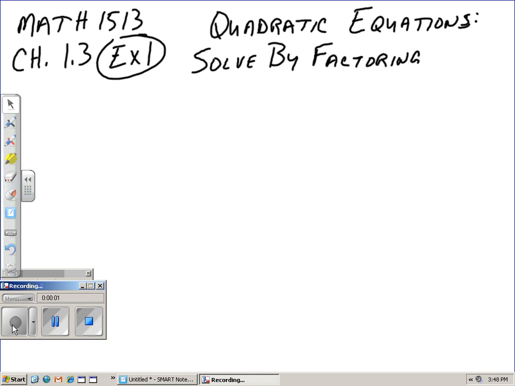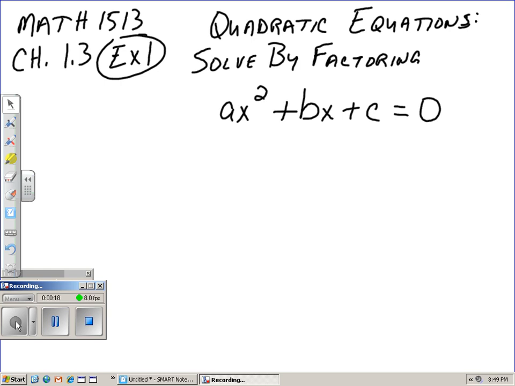Okay, this is Northern Oklahoma College Algebra, Math 1513. I'm doing chapter 1.3. This is an example for your assignment, problem number 1. We're talking about quadratic equations and solving them by factoring. And first, let's define a quadratic equation.